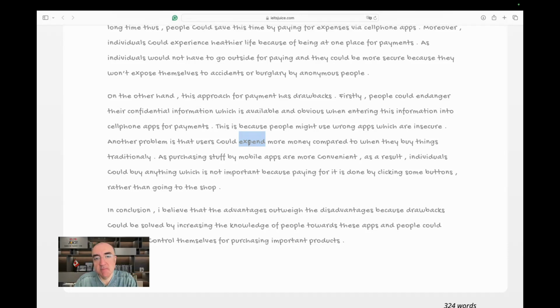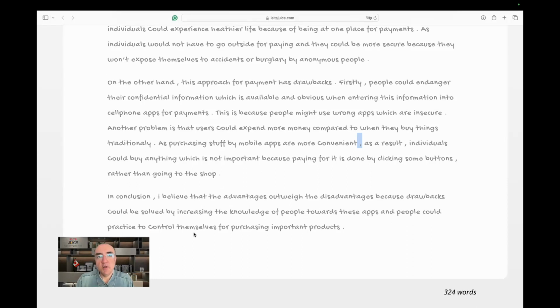I'm just saying this is not the best fit here. Can spend more money compared to when they buy things traditionally. As purchasing stuff, these are not very helpful words. By mobile apps are more convenient. I wish we didn't have this period here and then a semicolon here. As a result, individuals can buy anything which is not important because paying for it is done by clicking some buttons rather than going to the shop.